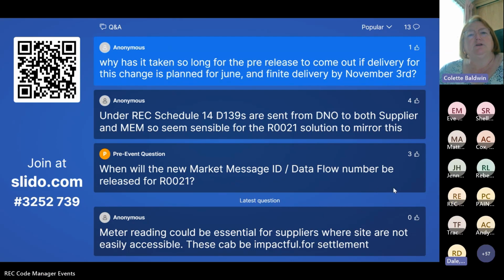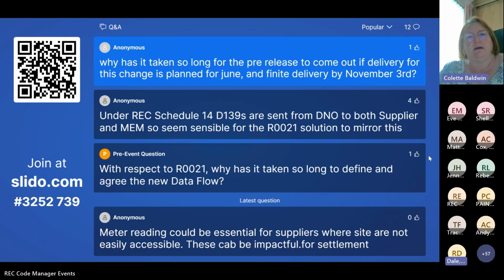So originally, when we were made aware of the problems with the data flows in R21, we had originally planned for a June release with the data flows, identified that there was an impact and thought that we would have to delay the implementation of R21. And so we started off with the approach that we were going to defer R21 until implementation in November. And therefore there was no release of information for R21 with the June release, because the effect of R0101 would have overwritten the implementation date of R21 to the 3rd of November.